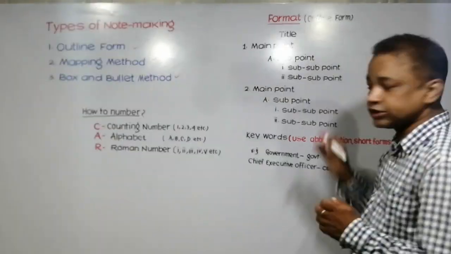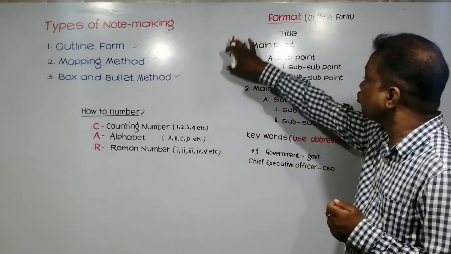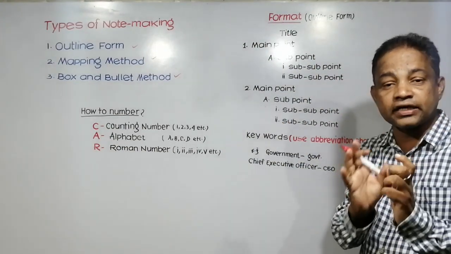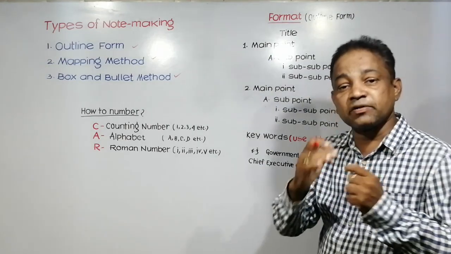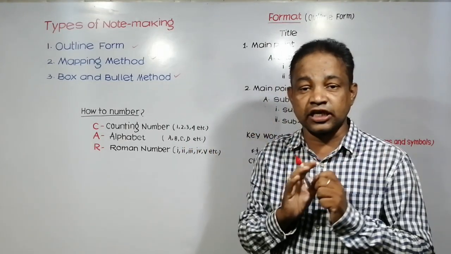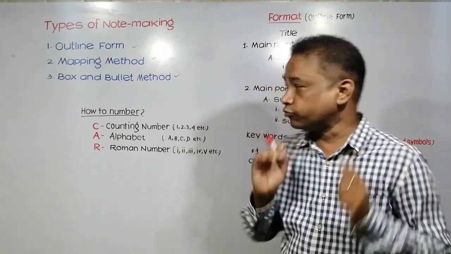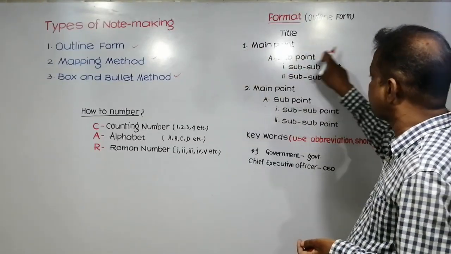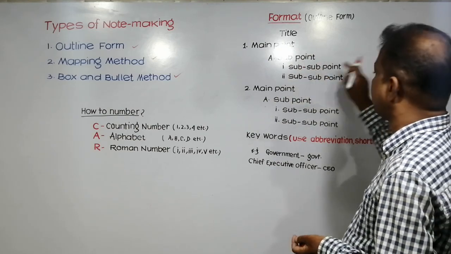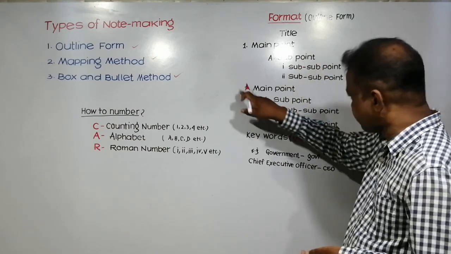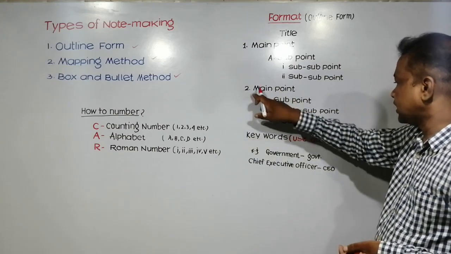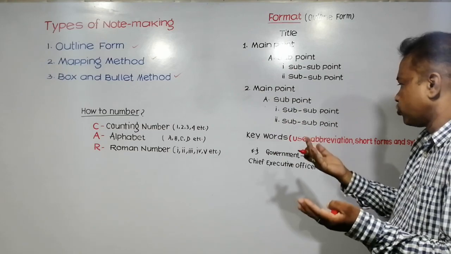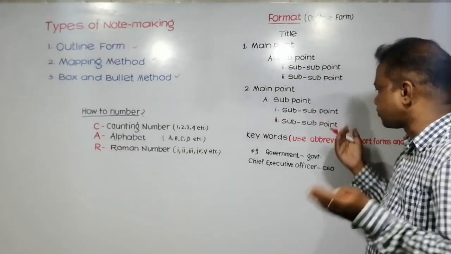So when you are going to make a note, you have to follow this format. First, you have to write the title. This one is the most important part of your note because this will represent your inner theme. What is inside your note? Number one, main point you have to write, then sub-point, then sub-point, then sub-point. Then main point number two. Then you have to write sub-point, and under sub-point you can write one or two or three sub-points.